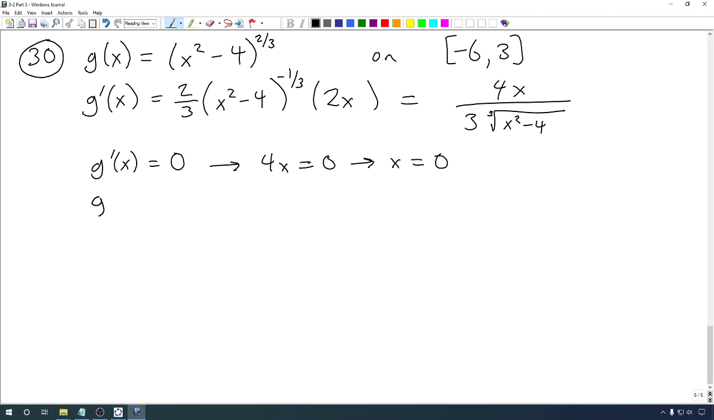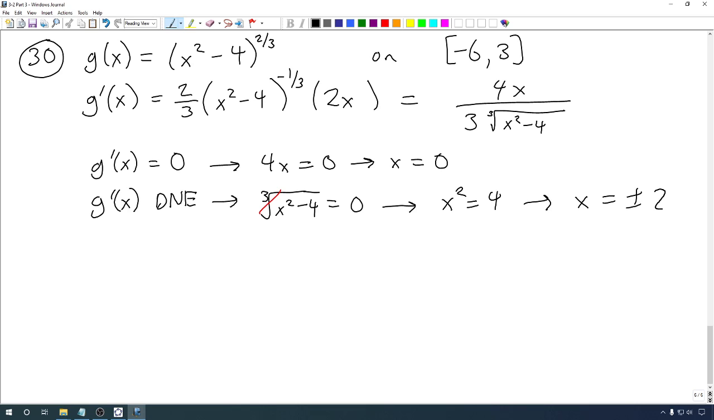Where does the derivative not exist? Well, we're not going to get any place where it doesn't exist because of the cube root specifically, but only because of where the bottom equals 0. And I can ignore the 3 there. Basically, we're asking where is the cube root of x squared minus 4 equal to 0. Of course, the cube root there is not too important. The cube root is only 0 when the inside is 0, which means that x squared has to equal 4, or in other words, x is plus or minus 2.